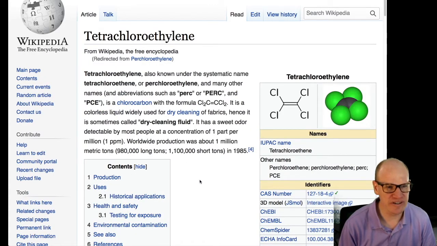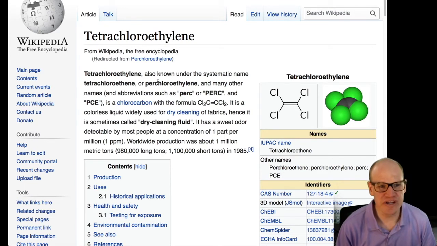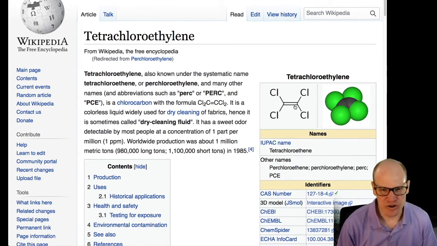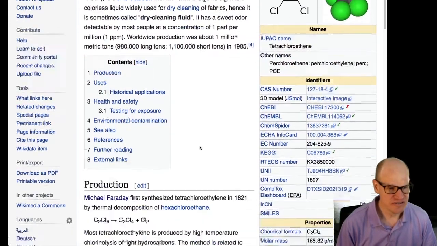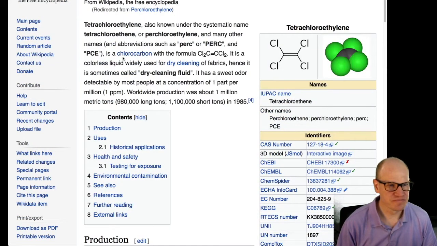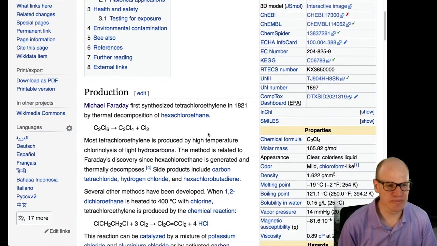This is tetrachloroethylene, which is, I guess, the new name for it. So there you go. It's 4 chlorines attached to something. So it's a dry cleaning solution. Hence, it's sometimes called dry cleaning fluids. And it's got a sweet odor because what could be better than that?